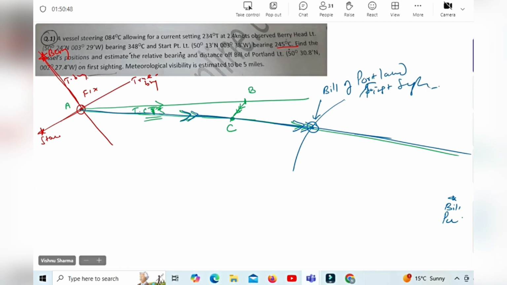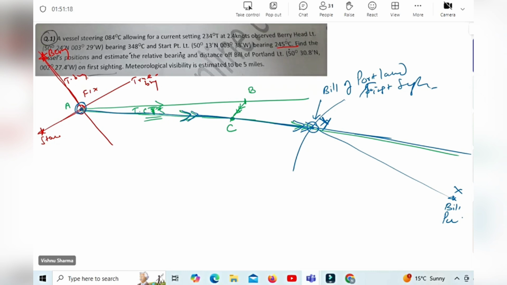What does he want? Estimate the relative bearing and the distance off. Now, distance off, you'll measure this distance from X to Y. And this distance is the distance off when the Bill of Portland is first sighted. What is the position? A is the initial position here. First sighting position will be point B, Y, whatever he wants.